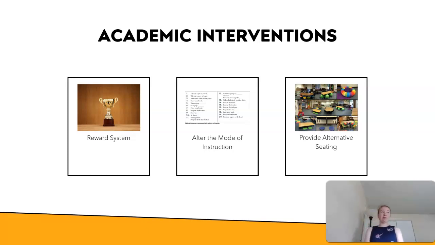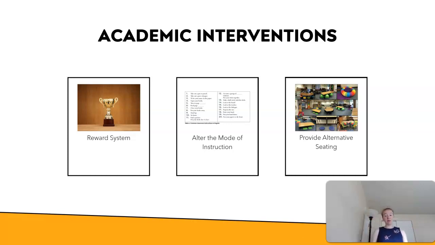Another way is to alter the mode of instruction. As you can see even in this picture, there are 20 instructions to do in order. And for students with ADHD, that's very distracting. They might look ahead, they might get off topic, they might start messing with one task that has no correlation with the other. So by maybe only giving them two or three at a time, maybe even for some just one step at a time, this will help prevent their ADHD from allowing them to get distracted in the classroom.